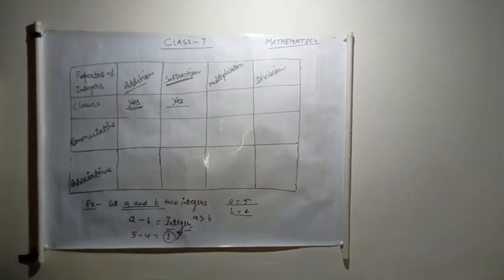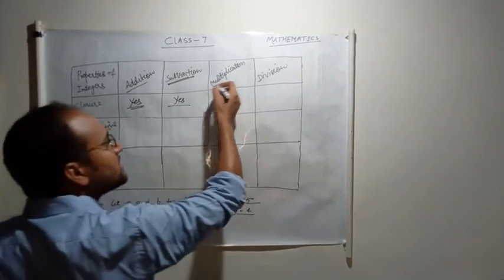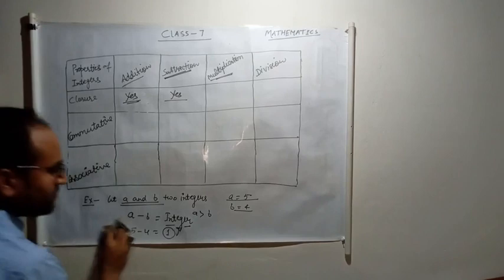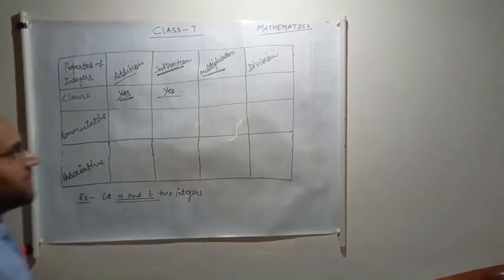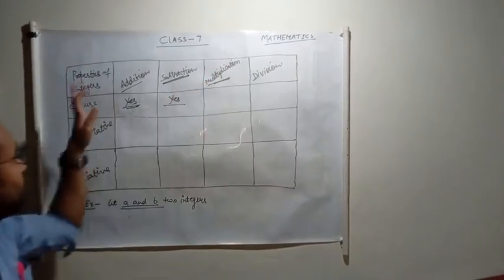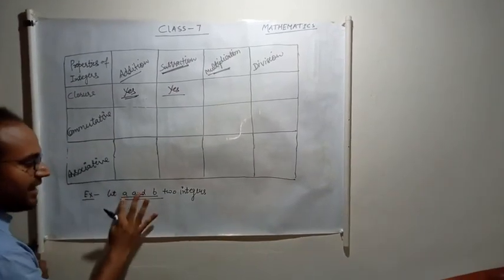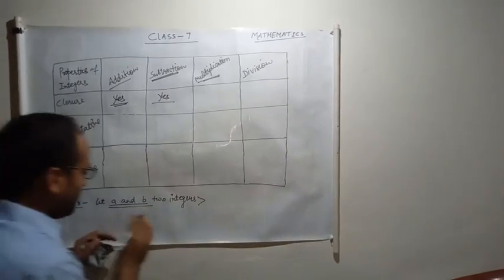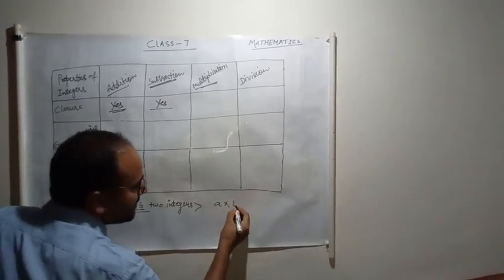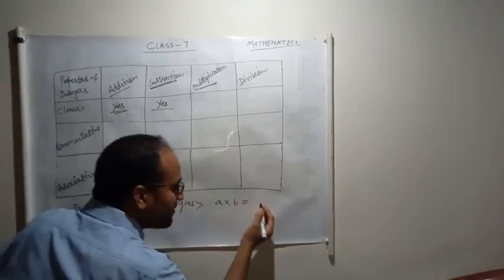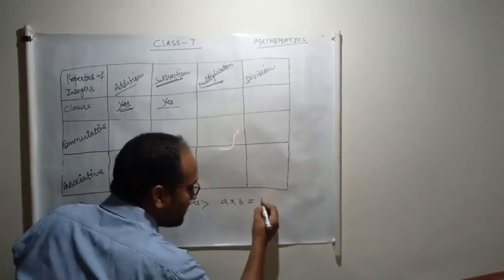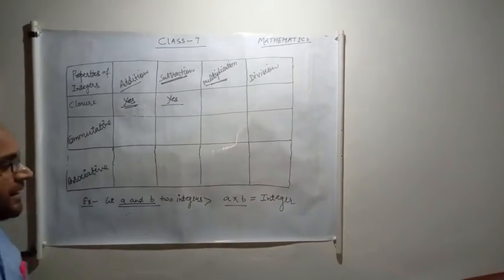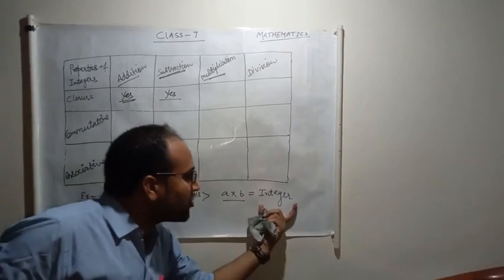Now the third one: we are going to see whether multiplication holds for closure or not. Dear student, it is also very easy for multiplication. If we take a and b, two integers, and if we multiply a and b, then we get another integer. If c is the product of a and b, in place of c I am going to write only integer. If we multiply a and b, what we get is also an integer.